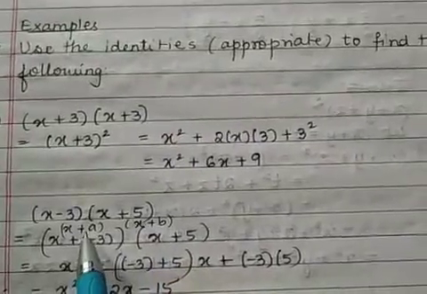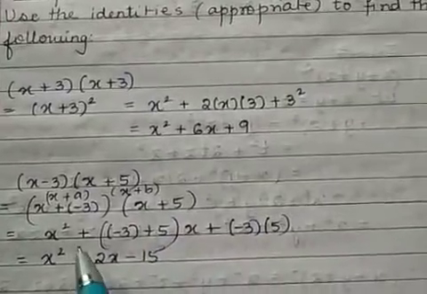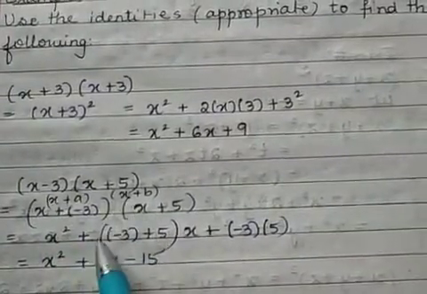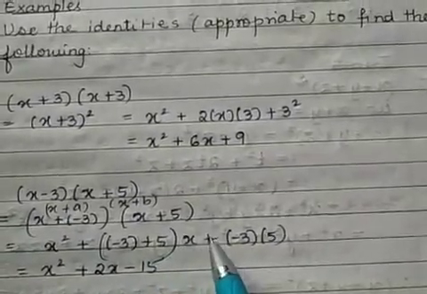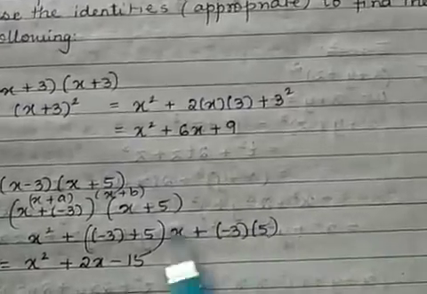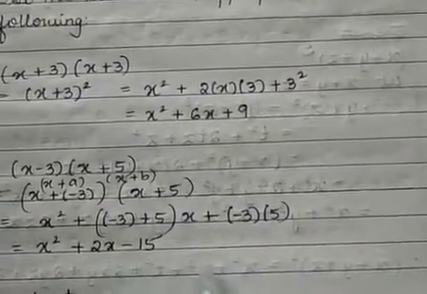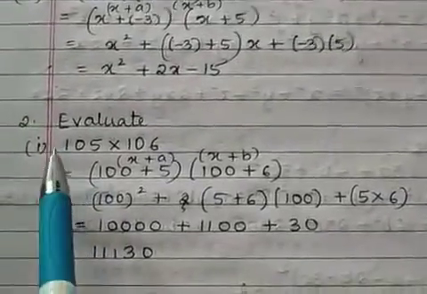So this can be written as (x + (−3))(x + 5). Now I can use the identity (x + a)(x + b), and using that you get x² + (−3 + 5)x + (−3 × 5). Upon solving you get this. Now let us see the next type of example.